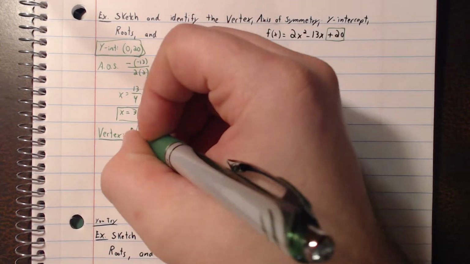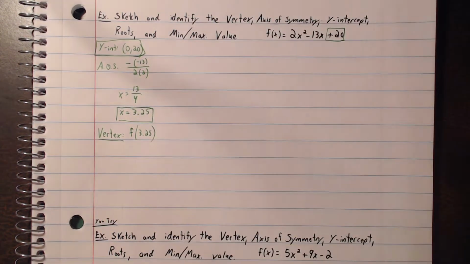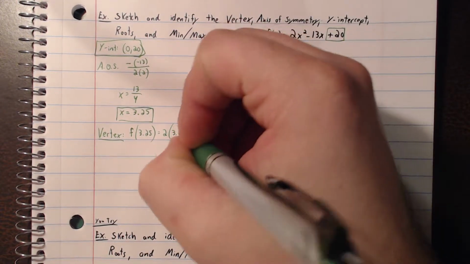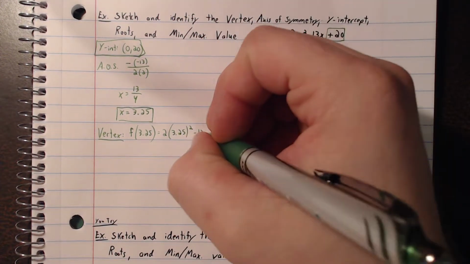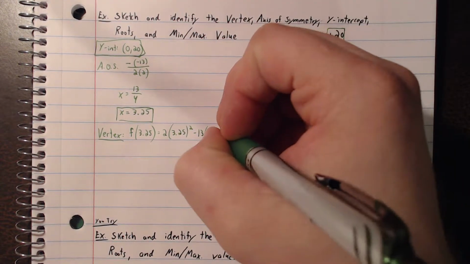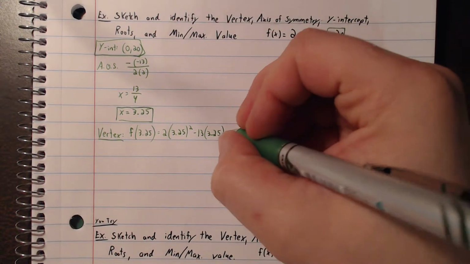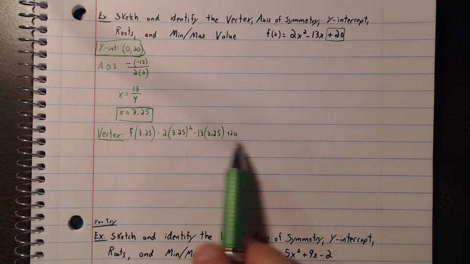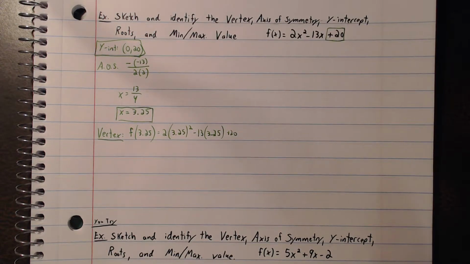So, finding the vertex, we need to evaluate the function at 3.25. So we're doing 2 times 3.25 squared minus 13 times 3.25 plus 20. If you type this all into your calculator, you could use Google's calculator if you want. You can use a school calculator, which is a TI-84, or if you have your phone, you can download a graphing calculator program. I suggest Desmos. That's what I'm going to be using.